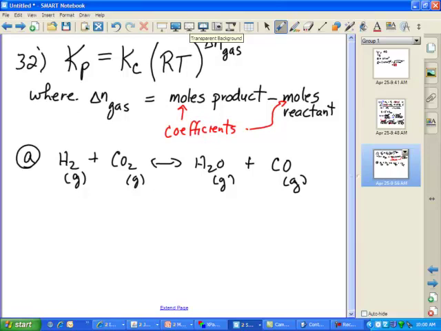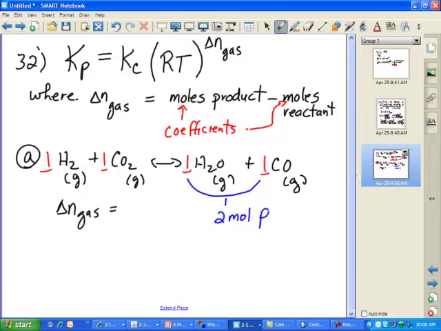What do you think delta n is? Let's look at the coefficients. Delta n could be 1 mole of the product, right? All of this is products right here, so you have 2 moles of products minus 2 moles of reactants. That's right, because you have 2 moles of reactants here. So it's 2 products minus 2 reactants. So guess what? Delta n is 0.